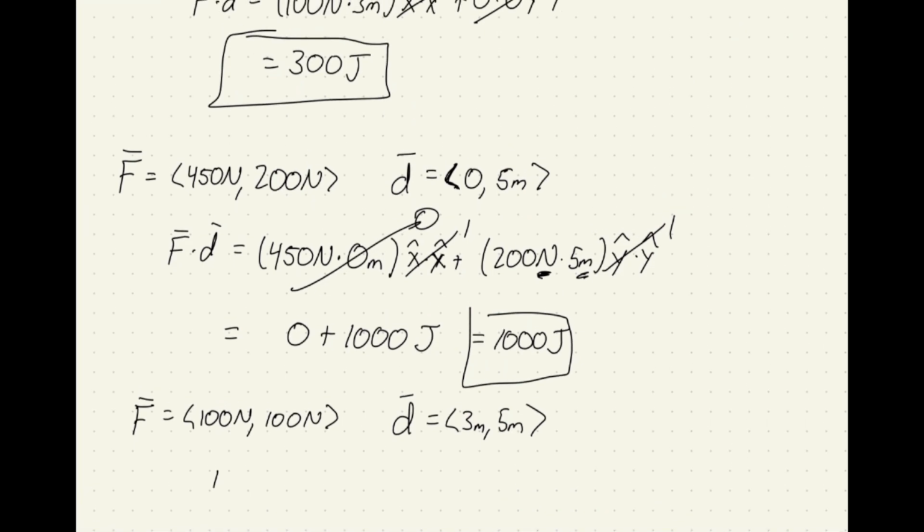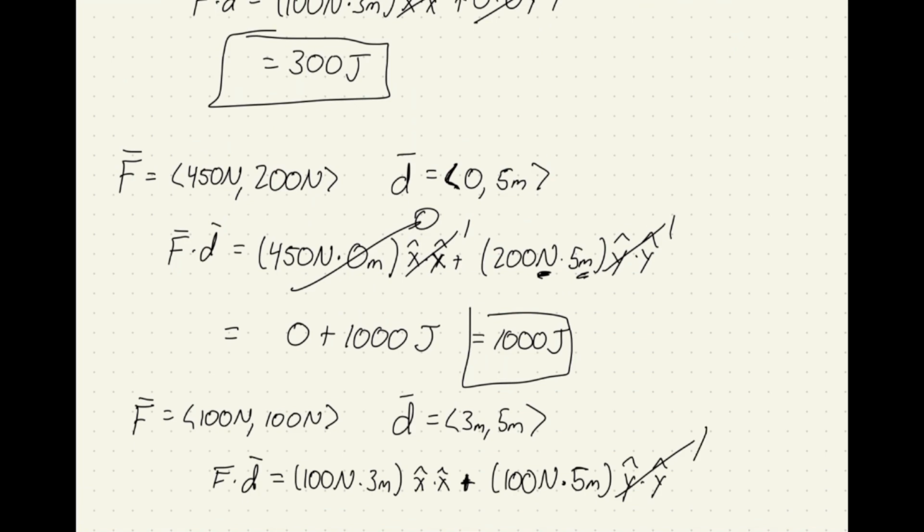Okay, so F vector dotted into d vector is going to be the x component, so 100 newtons times 3 meters times x hat dotted into x hat, plus 100 newtons times 5 meters times y hat dotted into y hat. So y hat dot y hat is 1, x hat dot x hat is 1 as well. I get 100 times 3, which is 300 newton-meters, or 300 joules, plus 5 times 100, which is 500 joules. Overall, this situation would do 800 joules of work.